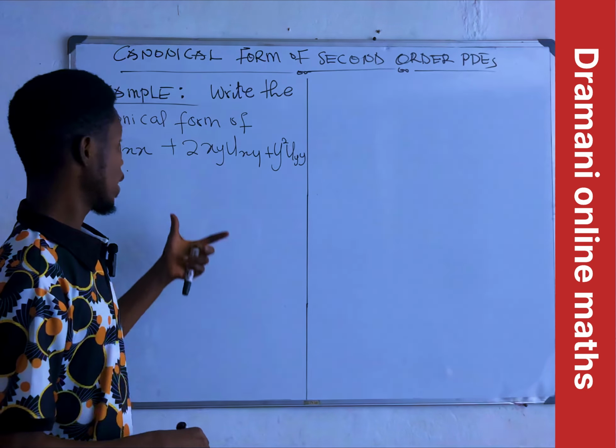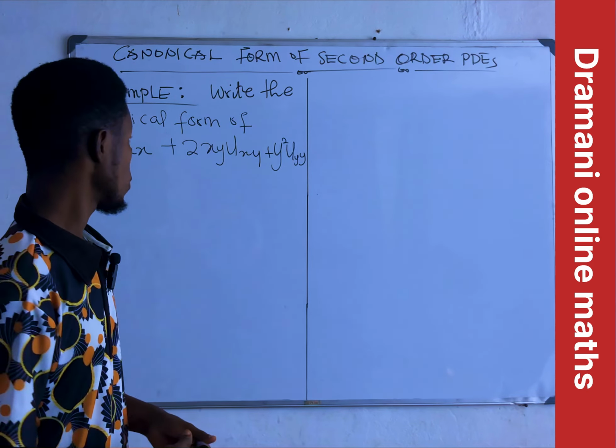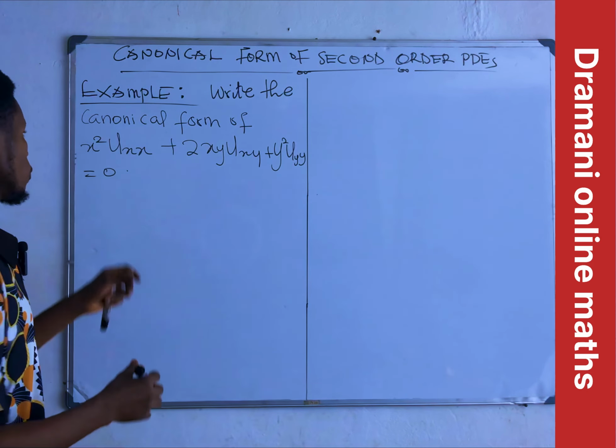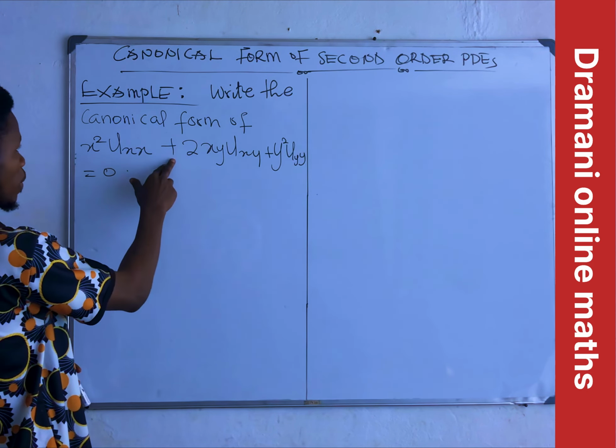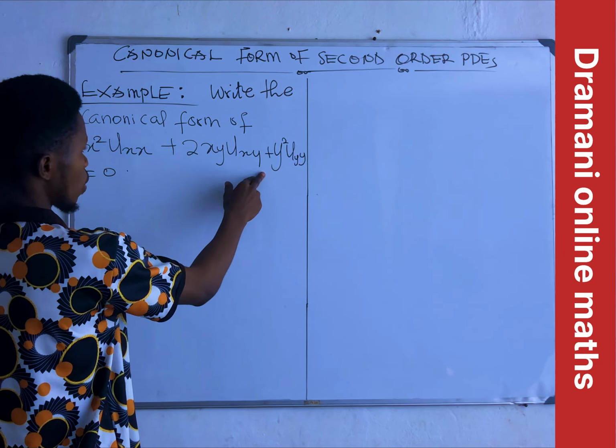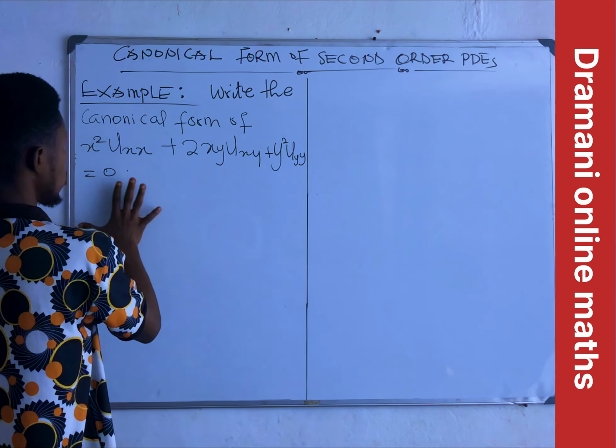Okay, so now let's look at the first example. Write the canonical form of x squared uxx plus 2xy uxy plus y squared uyy equals 0.